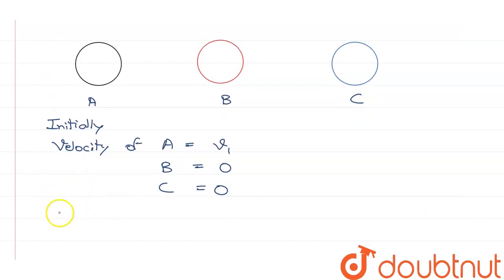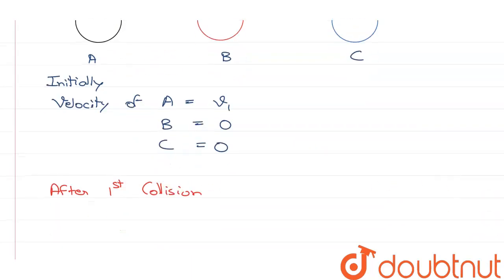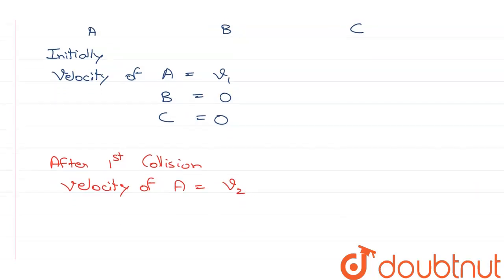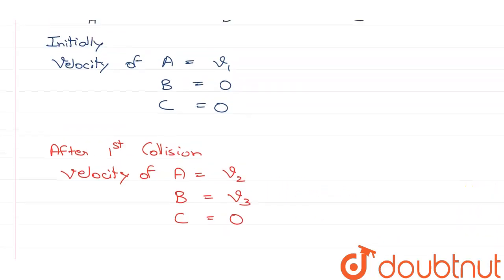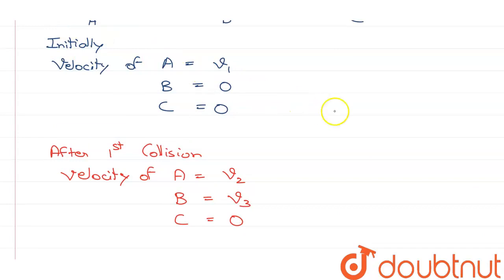Next, after the first collision, meaning the collision between A and B, let's say velocity of A becomes v2 and velocity of B becomes v3, and velocity of C will still remain 0 because the collision involved only A and B.